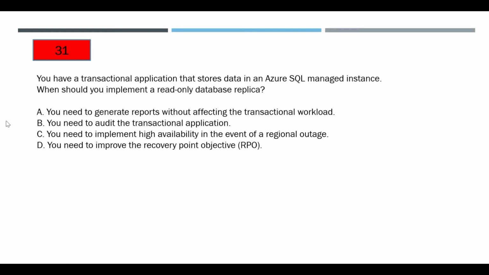Now let's scan the options from option D to option A. Option D suggests you need to improve the recovery point objective. Let's also look at option C, which says you need to implement high availability in the event of a regional outage. So both these options, C and D, are related to disaster recovery. And whenever you use a read replica, it is never for disaster. You have backups and snapshots to address the disaster requirements.